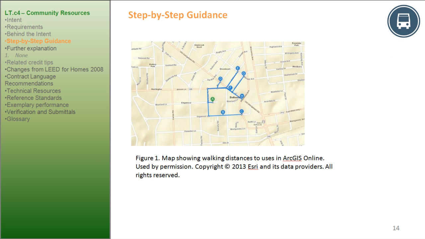Further to step-by-step guidance, this Figure 1 is a map showing walking distances to uses in ArcGIS Online, used by permission. Copyright 2013 Esri and its data providers. All rights reserved. You can see here now the walking distance of different community resources.